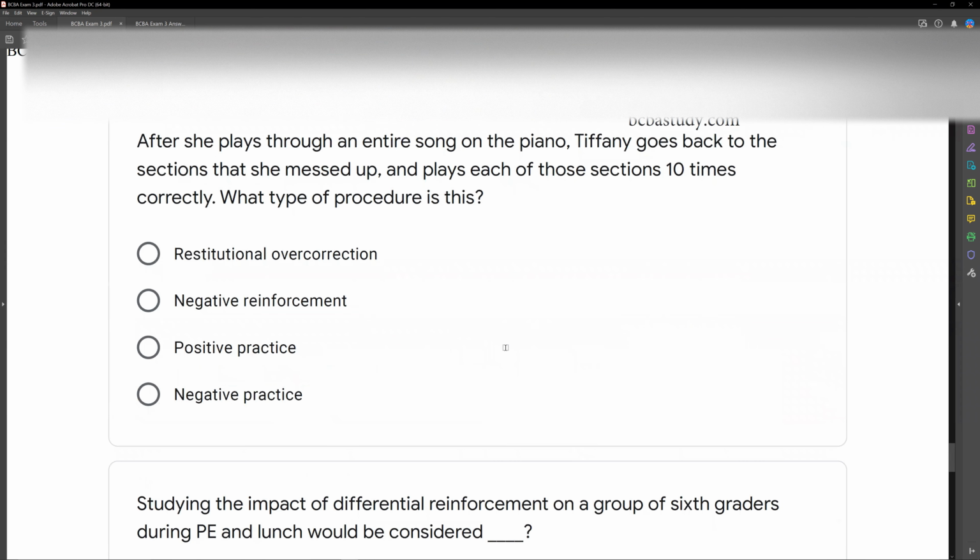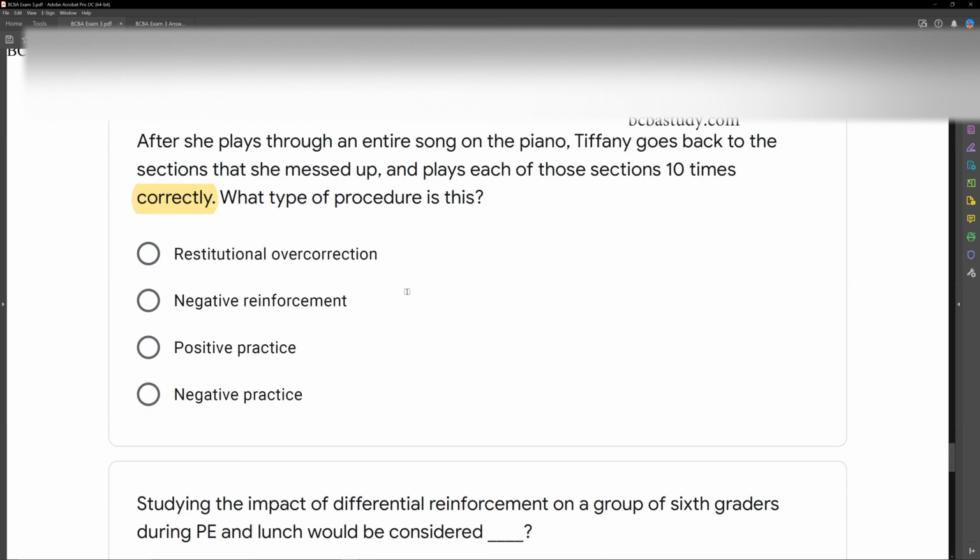4, after she plays through an entire song on the piano, Tiffany goes back to the sections that she messed up and plays each of those sections 10 times correctly. What type of procedure is this? Okay, be very careful here, right? What is happening? Well, Tiffany's going back to the sections that she messed up, but she's playing them correctly, and that's the key. Is this restitutional overcorrection?